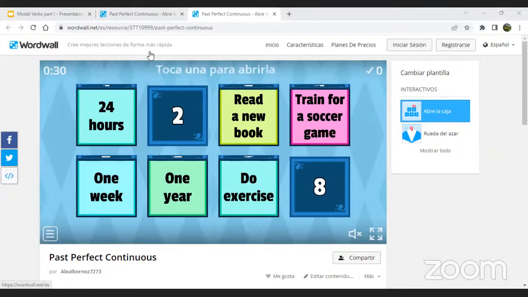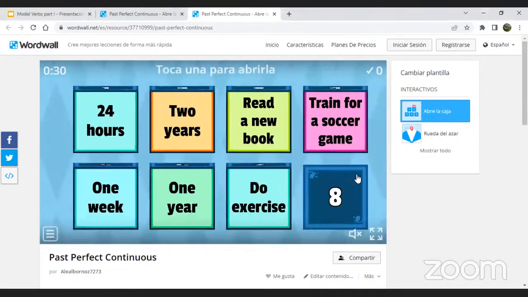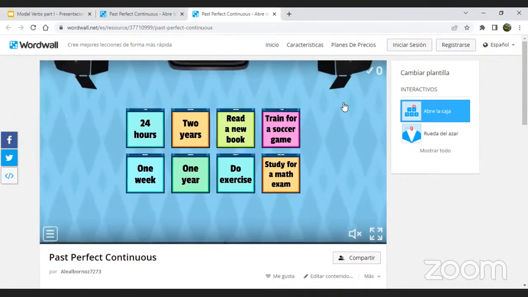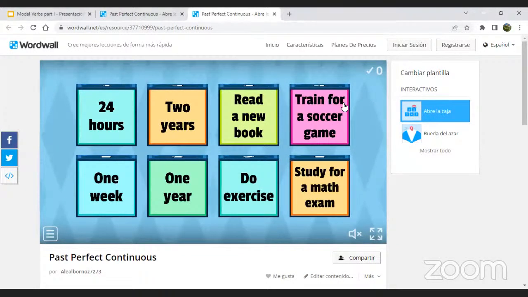And Karla, can you maybe help me out with the next? Are you there? Yes, of course. Okay, perfect. So let's see what you got here. You have 2 years and a study for a math exam. Okay. Yeah, give me a sec to think about it. Don't worry. I have been studying for a math exam 2 years ago when I was in the high school. Okay, excellent. And well, now I believe we can continue with our class. Thank you for your participation.